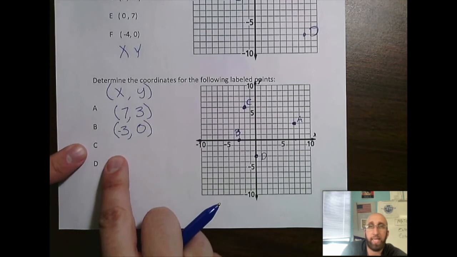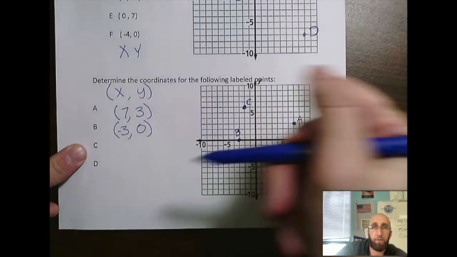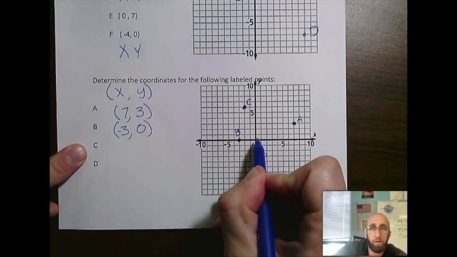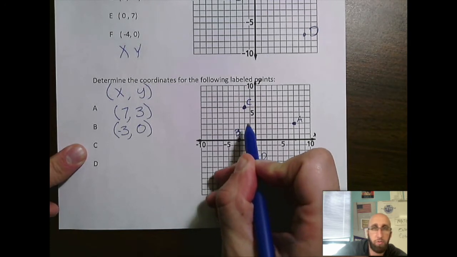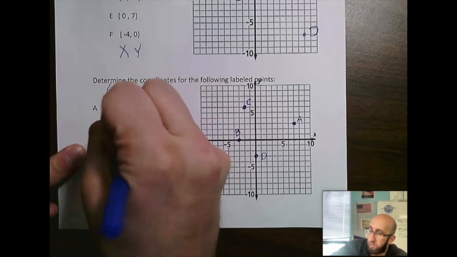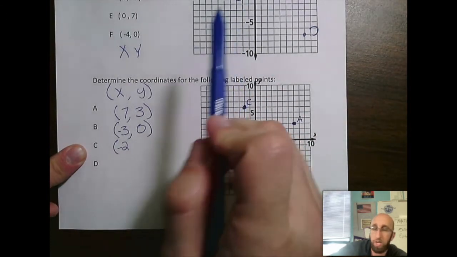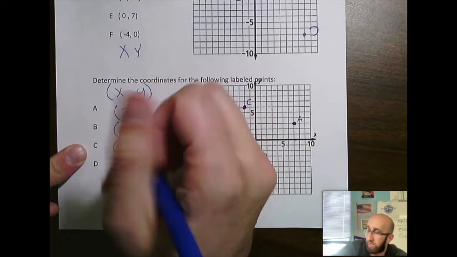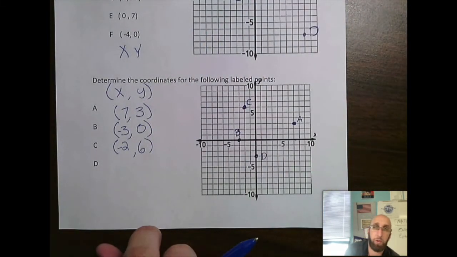Let's move on to C. C is up here to the left. Since I'm moving left for my X value, that is negative. So here we are, -1, -2. But then I go up, so let's count. 1, 2, 3, 4, 5, 6. So my X value was -2. And then my Y value, since I went up, is going to be +6. If I would have gone down, it would have been negative, but we went up.